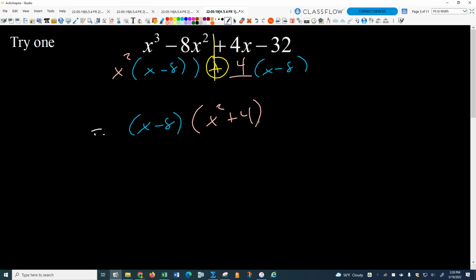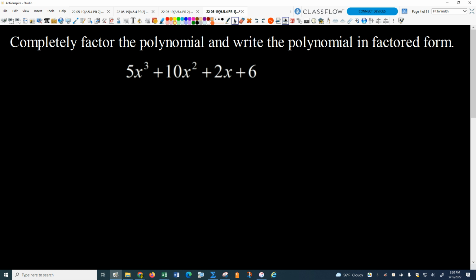No, I can't, because this one, even though x squared is a square and 4 is a square, there is no sum of squares pattern. A squared plus b squared is no pattern, right? We can't do anything. Good job. Okay, just another quick couple here, and I'll get you working.